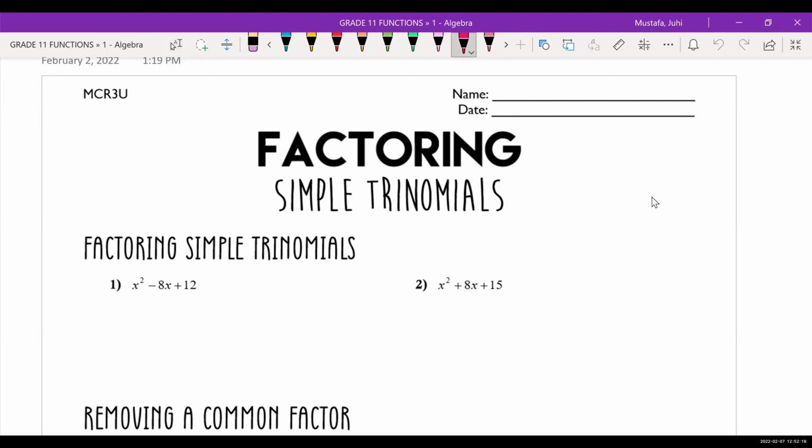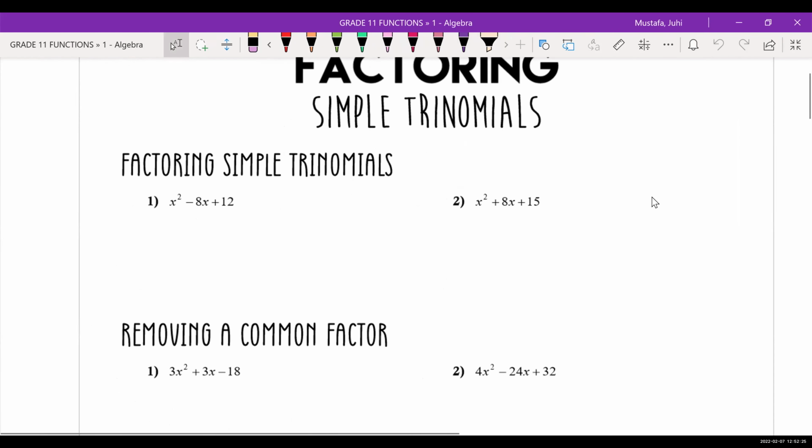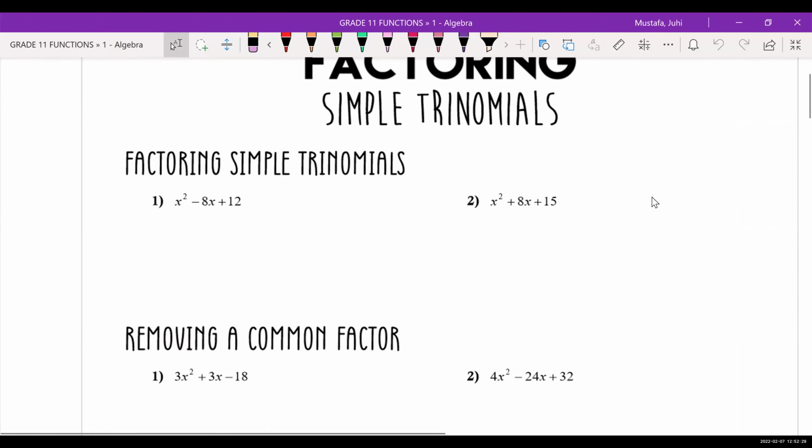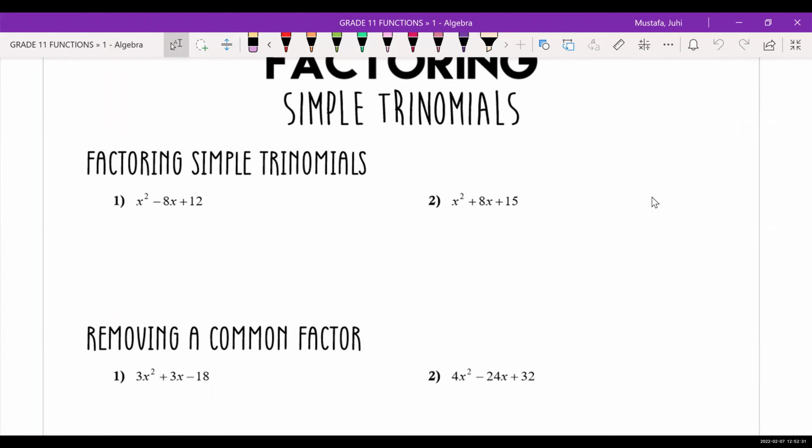Let's look at question number 1. The first thing you're going to do before you start any question is ask yourself, is there a greatest common factor? Question number 1 does not have a greatest common factor, which means we can go ahead and start factoring right away. I know that this trinomial, when I factor it, is going to give me 2 binomials, because that's the whole point of factoring. You get the answer, you're trying to figure out what the question is.